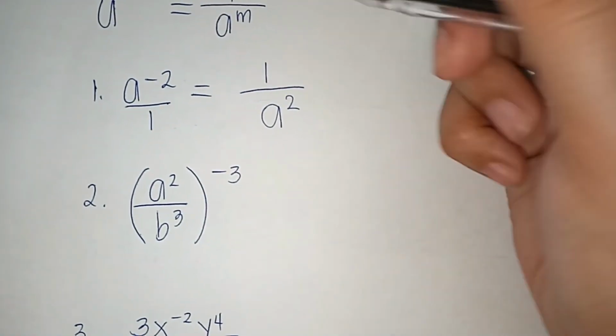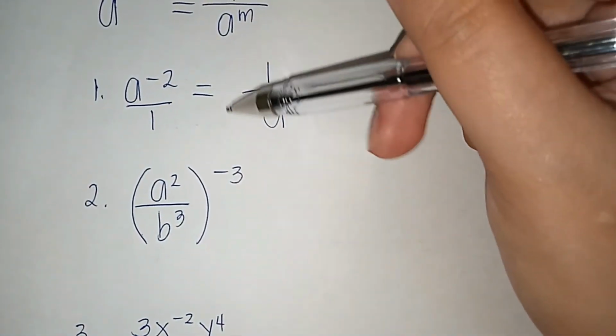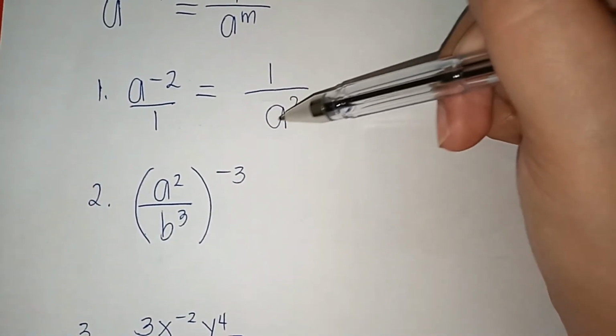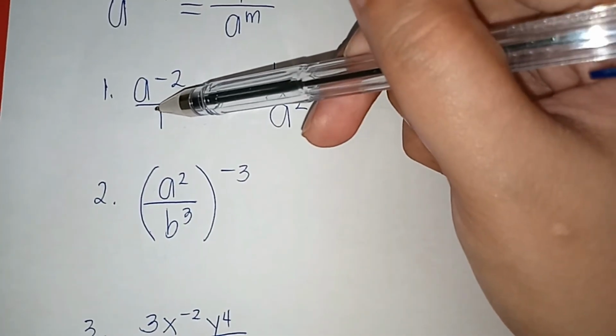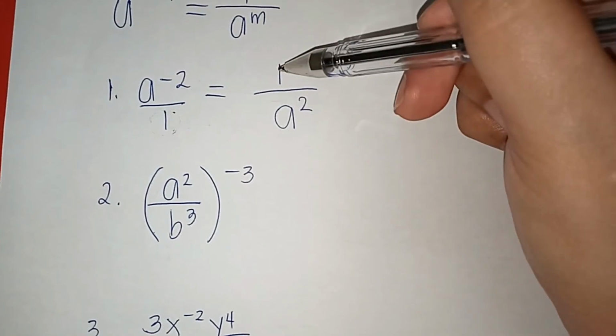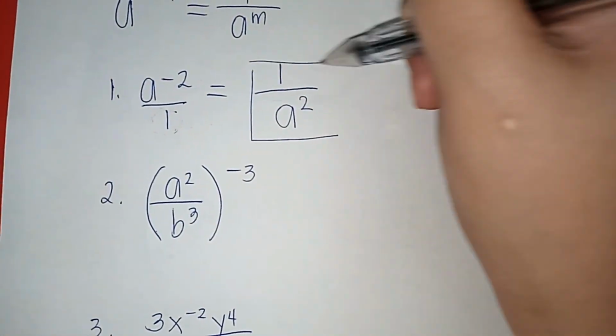Kasi class, kapag nagbaba kayo dito ng a raised to negative 2, automatic nagiging fraction, nagbaba kayo sa denominator at wala na po siyang, halimbawa, 1 na nga lang po ang nakalagay dito, automatic 1 na po ang kanyang numerator. And that would be your final answer.